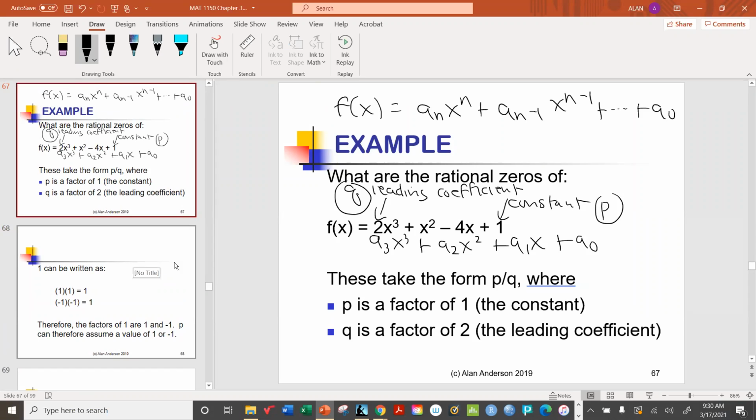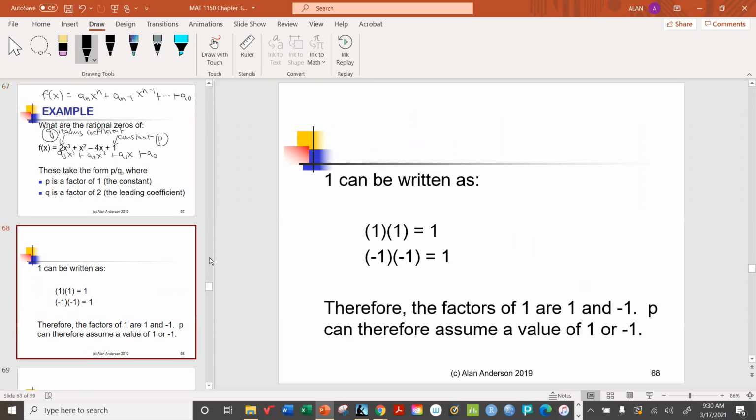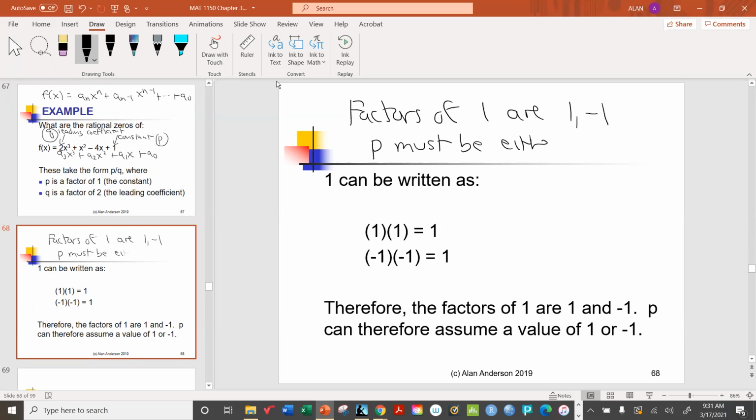P is a factor of 1. So 1 can be written as 1 times 1, or negative 1 times negative 1. So the factors of 1, because we're including the negatives, we're allowing for 1 and negative 1 then. So therefore, P must be either 1 or negative 1.